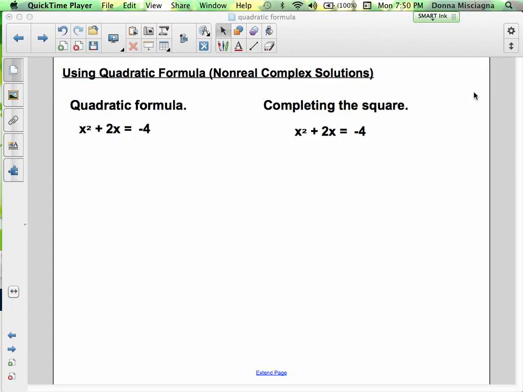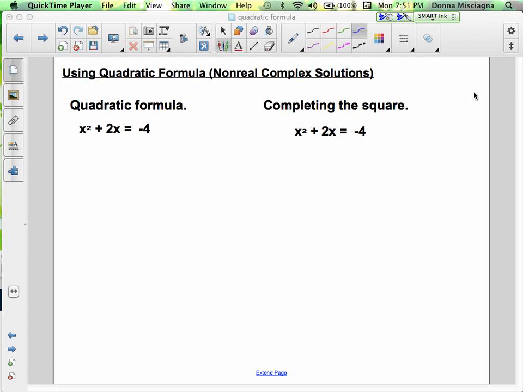Let's continue solving quadratic equations using both the quadratic formula and completing the square. In the last podcast, the first one we did, I think was a tie. Second one, I think I would have given it to the quadratic formula in terms of ease. How about on this one?